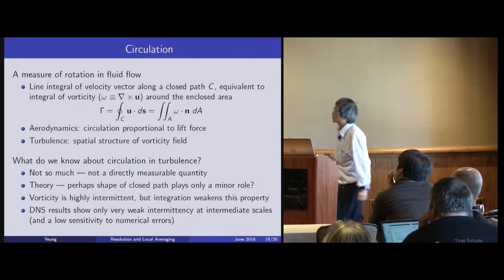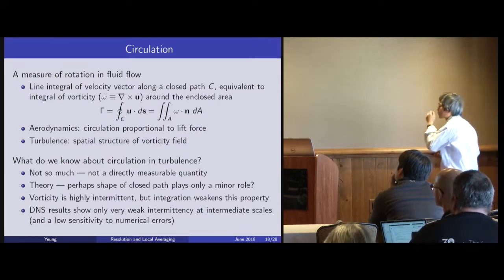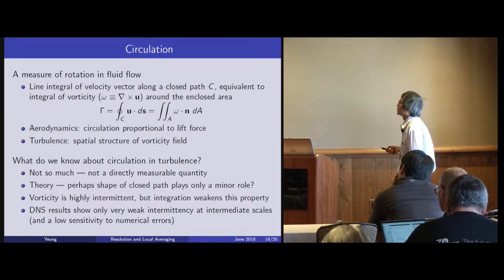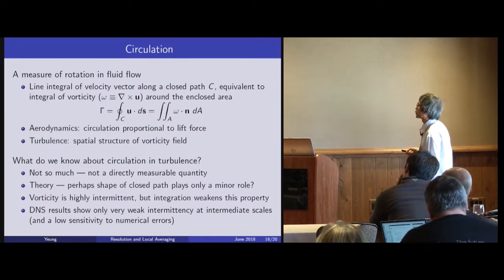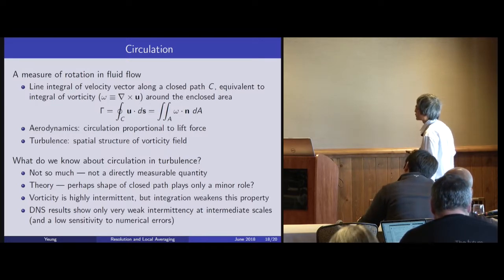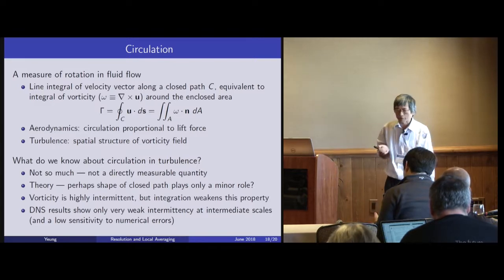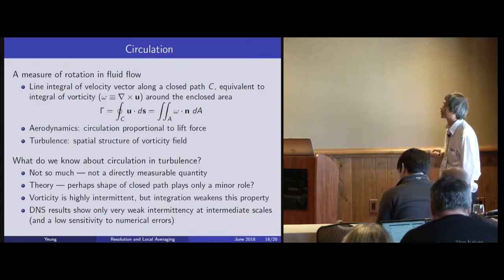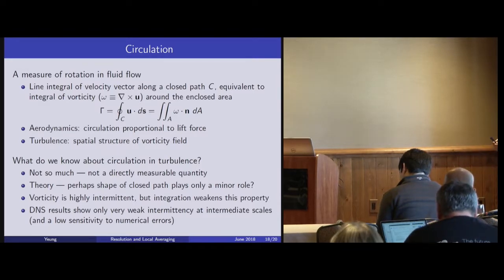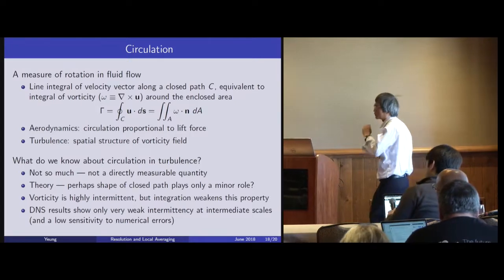More recently, we have tried to work on another thing about circulation. What is circulation? Circulation is mathematically defined as a line integral around a certain contour of the vorticity. People in aerodynamics know about this a lot, because if you don't have a circulation around the wing surface, the airplane is not going to fly at all. Circulation is what allows the airplane to take off.